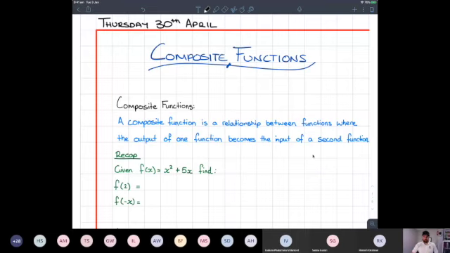For others, we'll get into it, and not to worry, you've actually done composite functions a lot. You just haven't realized that you've been doing them. So let's jump into it straight away.